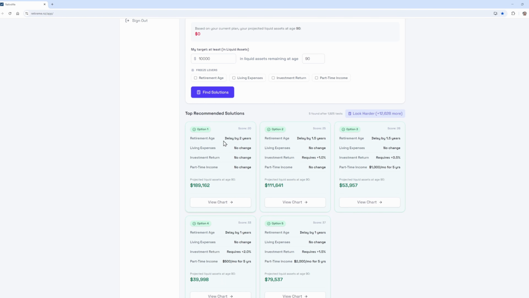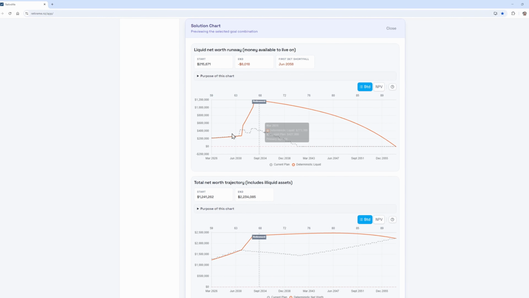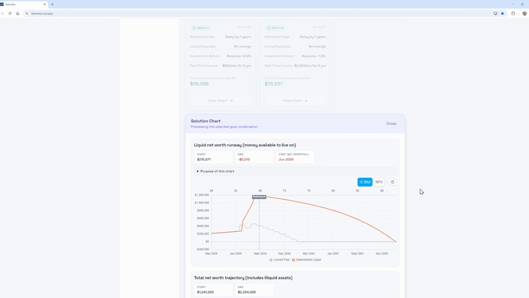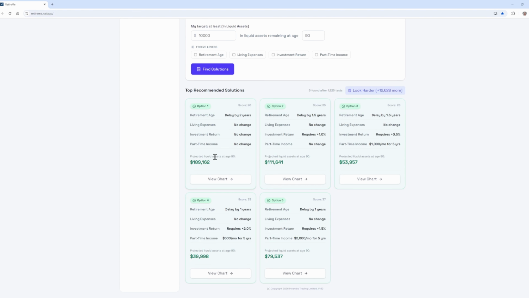But what it says is, well, if they delay their retirement by 2 years, then things look much better. And you can actually view the chart and see the difference. Look at that. The dotted line is the current plan. If he just waits 2 years, look at that, right? 2 years makes such a huge difference to their plans. But they don't want to wait that long. Who wants to retire at 67 when you feel like retiring at 65?